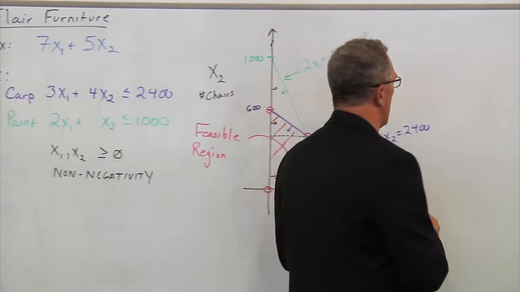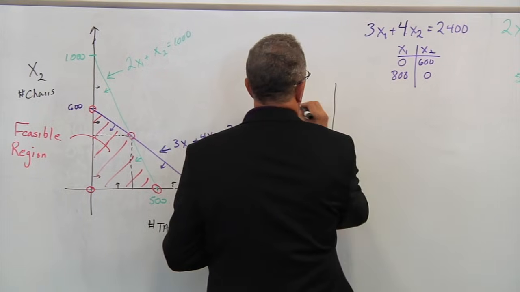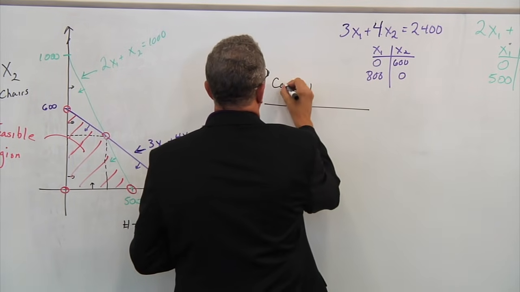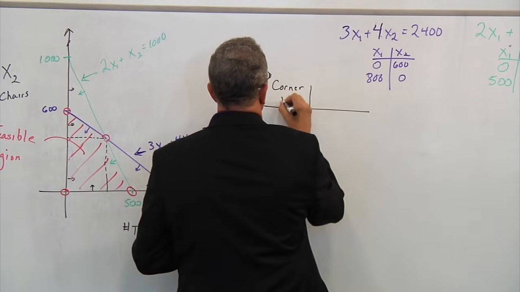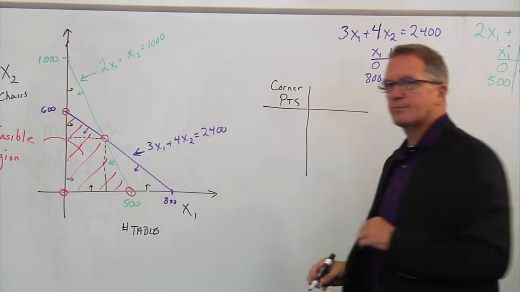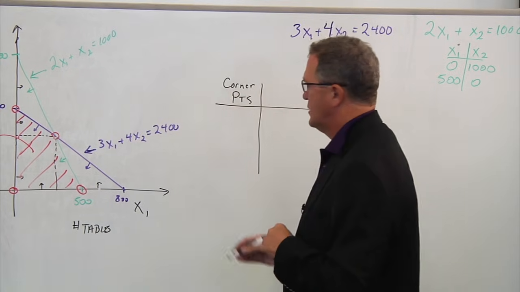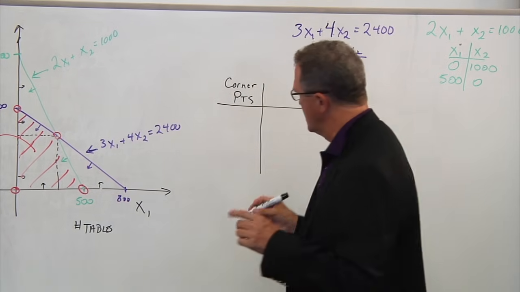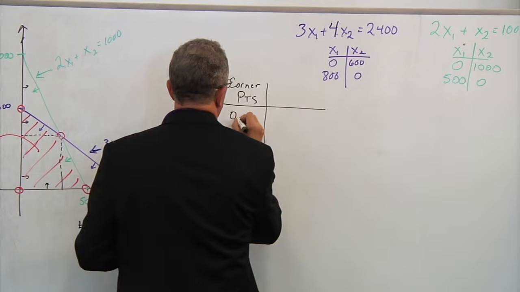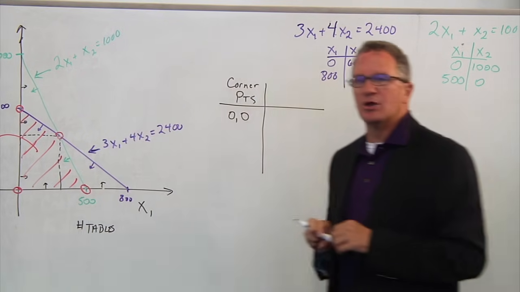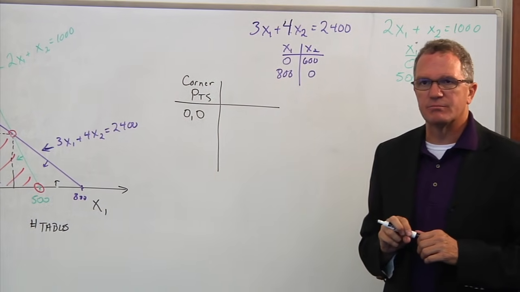So we'll develop a table. Our table will have 2 things on it. The first part will be the corner points. All right, I have a corner point here at the origin. It's where my axes cross, and you need to include it. So I've got a corner point at making no tables and no chairs.